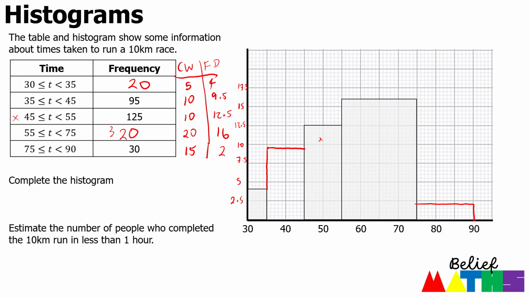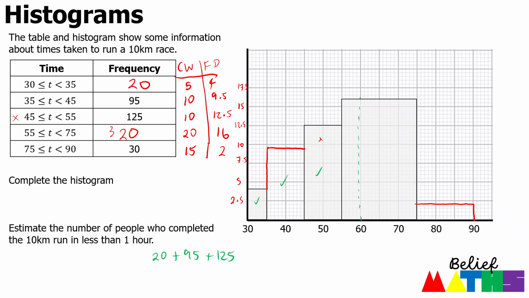The last one then says, estimate the number of people who completed the 1 kilometer race in less than an hour. Now an hour is 60 minutes. So again, we're going to go back to our diagram. From 60 minutes, we're going to go up. It's going to include everybody in box 1, everybody in box 2, everybody in box 3. So that's 20 plus 95 plus 125.